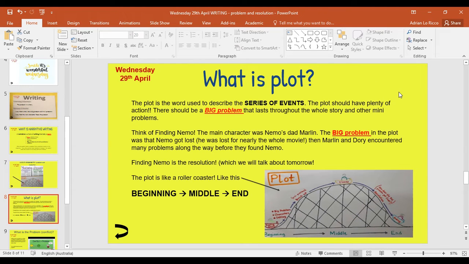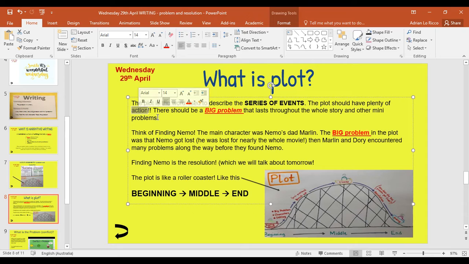Let's talk a little bit about the plot, because the problem of the story is part of the plot. Okay, so the plot, I'm just going to read up here, have a look while I'm reading. The plot is the word used to describe the series of events. Where do you remember hearing series of events from? Our recounts. So we know all about series of events. We talk about all the events that happen in the story. The plot should have plenty of action. You're going to hear me saying that word quite a lot. Action. So there should be a big problem that lasts throughout the whole story and other mini problems as well.